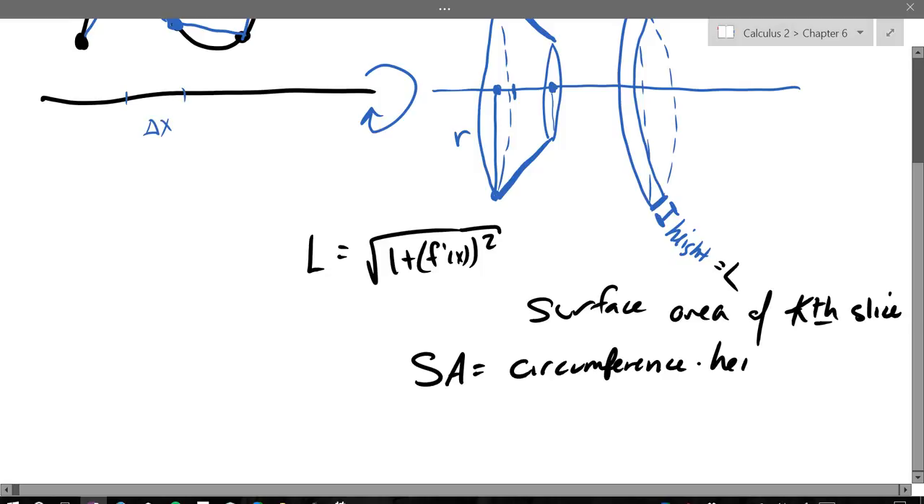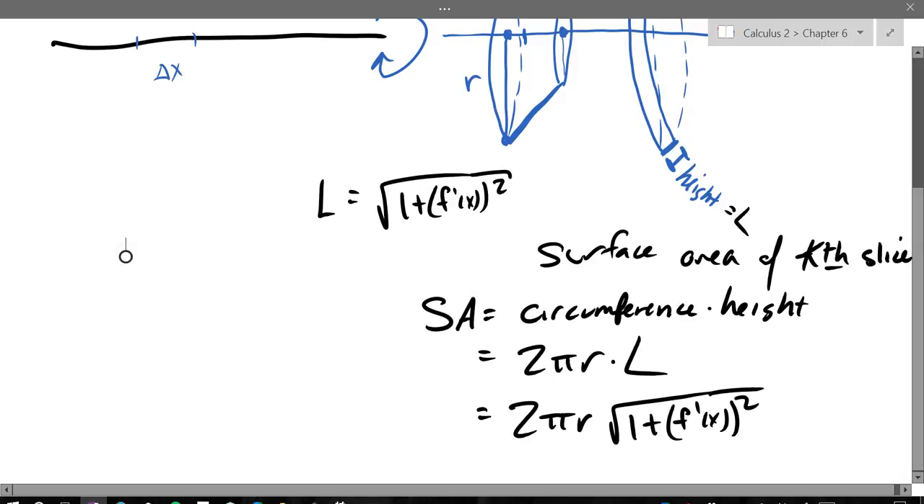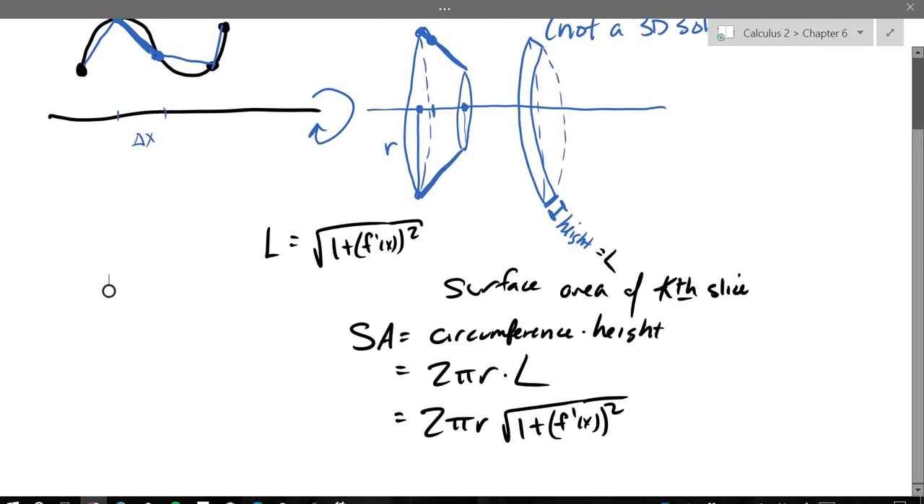So it's going to be circumference times height. And our circumference is 2 pi r. Our height, I'll write as L originally. And L is this square root thing right here. So we have 2 pi r times the square root of 1 plus f prime of x squared. It's a little bit weird because we're not using the real height. We're using this sort of slanted height. So that's going to seem a little strange.